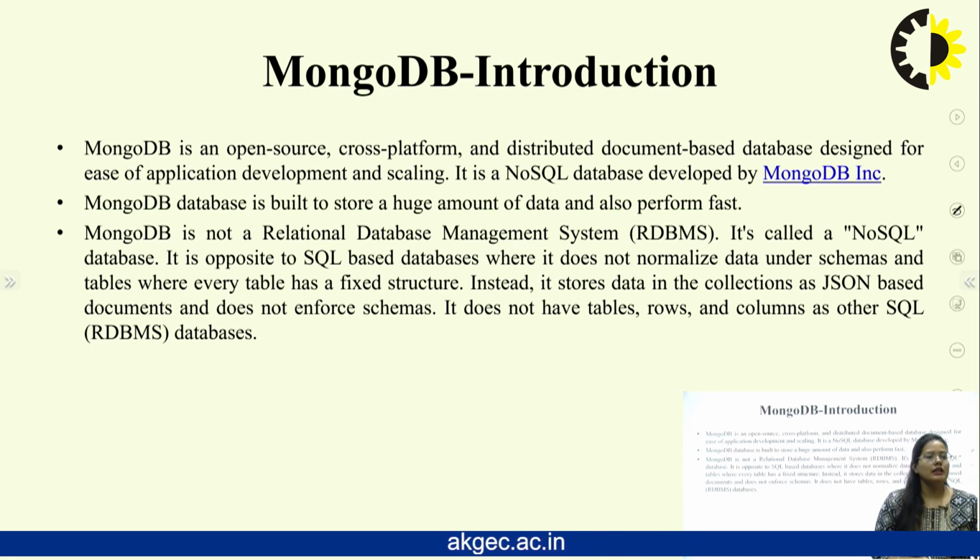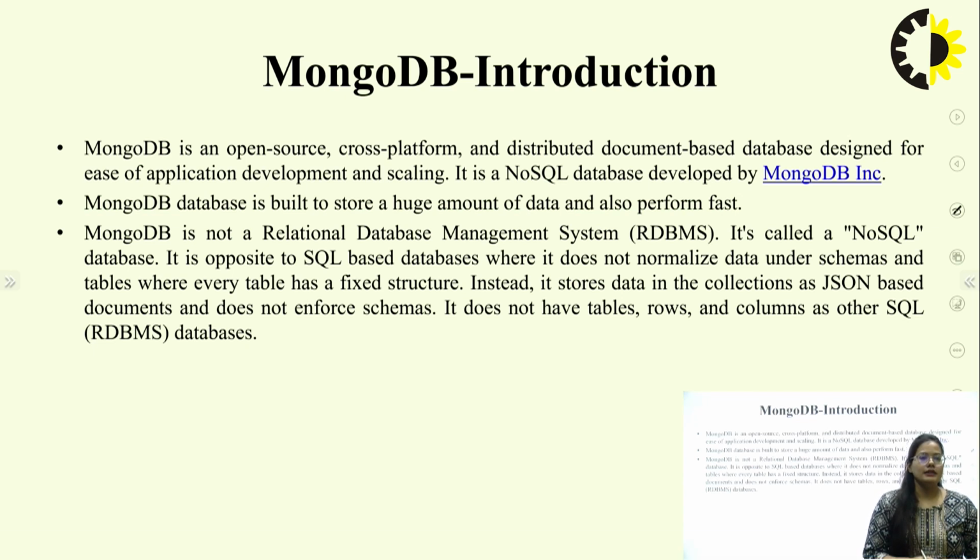MongoDB is not a relational database management system. It is called a NoSQL database. It is opposite to SQL-based databases, where data is normalized under a schema and tables, and every table has a fixed structure. Instead, it stores data in collections as JSON-based documents and does not enforce a schema. It does not have tables, rows, columns as other SQL databases do.